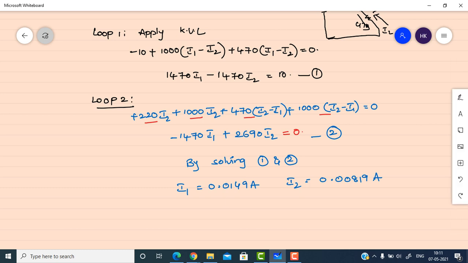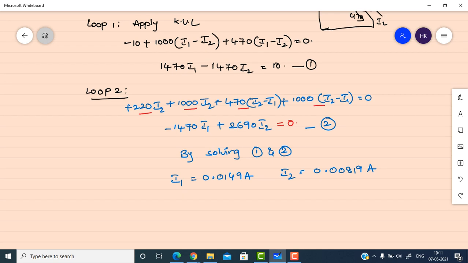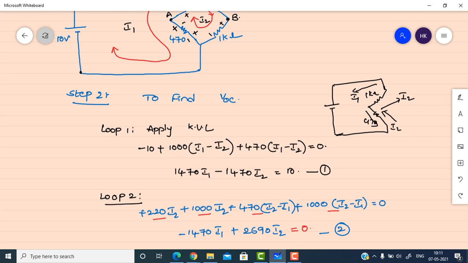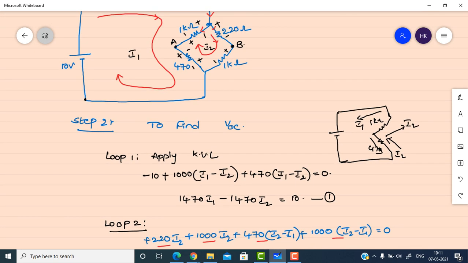So next, once you got the currents, what we have to do next? We have to find out the open circuit voltage. So open circuit voltage means between the load terminals, between A and B terminals, you have to find out the open circuit voltage. So let's see this one. This A and B terminals are dividing this complete loop into two parts. So if you want to find out the voltage between A and B terminals, you can take either the upper part or the lower part.